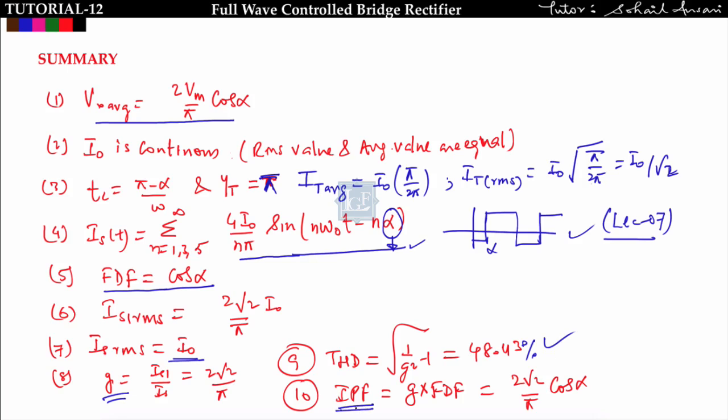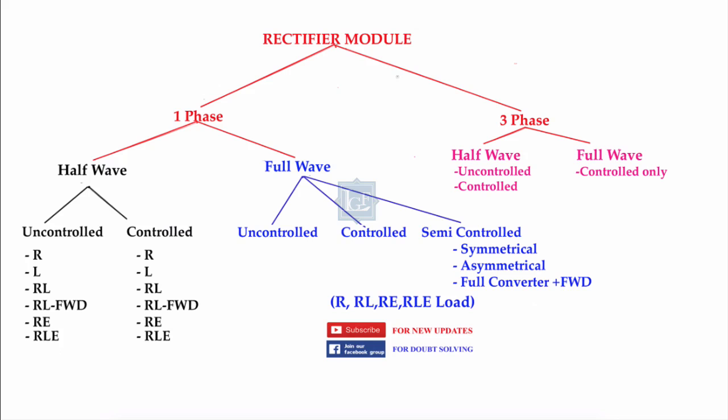Now the last one, the input power factor is equal to G into fundamental displacement factor. If you know the Fourier series, you can find that it comes out to be 2 root 2 upon pi into cos alpha. Or if you don't know the Fourier series of a waveform and you want to find the input power factor, then put P in equal to P out and you can find the input power factor. That's all about this lecture.